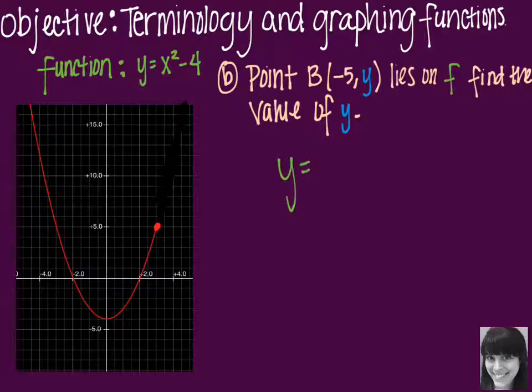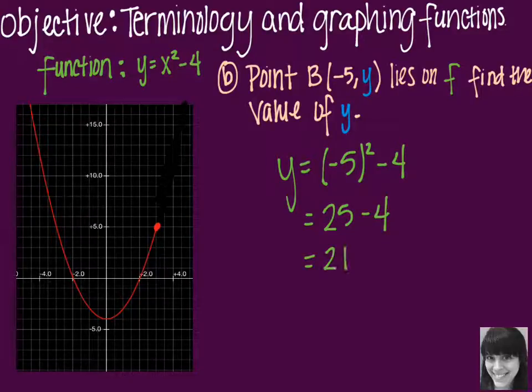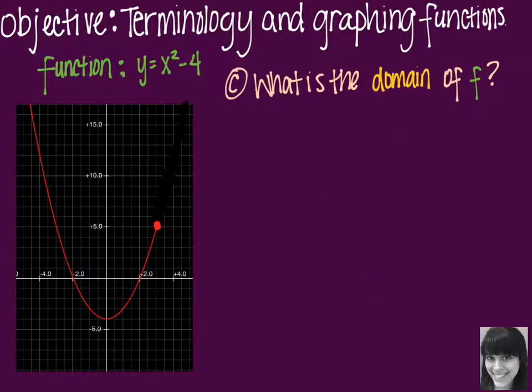So y equals, and use your parentheses, (-5) squared minus 4. Negative 5 squared is 25. And then 25 minus 4 is 21. So y equals 21. That is our output. That is the value of y. Okay? Moving on to C.